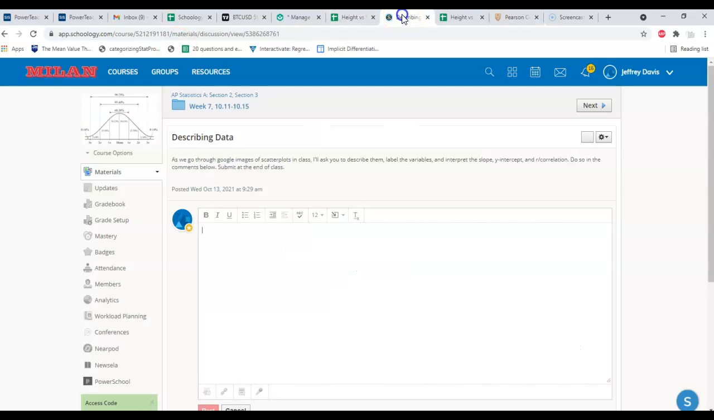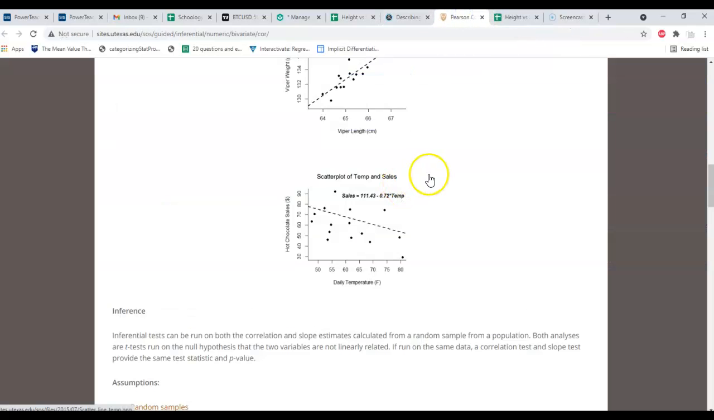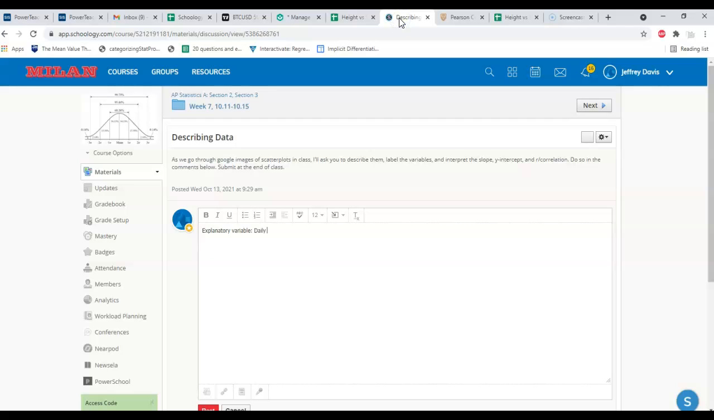I'm typing it up. So first of all, what's the explanatory variable? Explanatory. So that's temperature because it's on the x-axis, right? Daily temperature in Fahrenheit. Response variable.